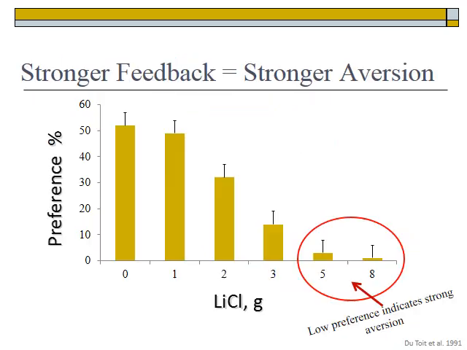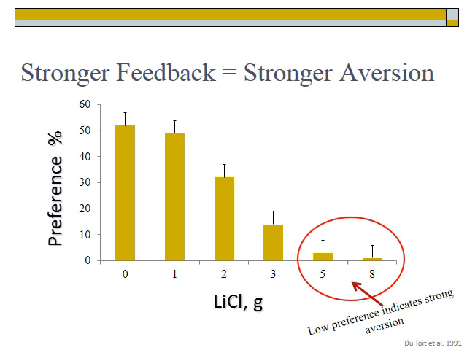Here was an experiment that Johann Dutoy did where he fed sheep, I'm thinking he fed them wheat, and it was a grain, and he offered them a choice between a couple of grains, and right after they ate the first set of grain, he gave them lithium chloride. So one group got no lithium chloride, one got a little bit, 1 gram, 2 grams, 3 grams, 5 grams, and 8 grams.